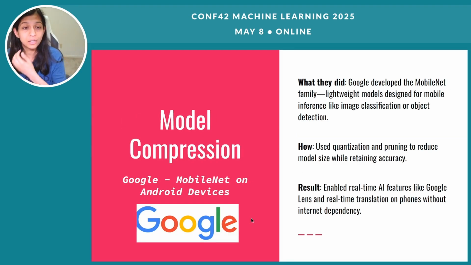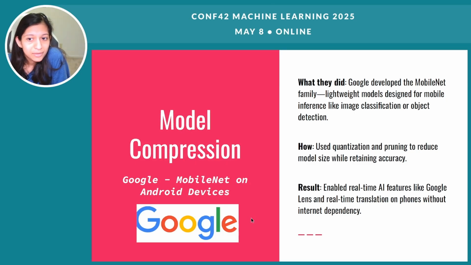The last, oh no, model compression, right? Google did model compression for MobileNet on their Android devices. The MobileNet family is targeted at lightweight mobile inferencing scenarios, so you can do image classification or object detection with the compute power you have on a mobile device. How did they do it? They used quantization as well as pruning techniques, which we talked about, to reduce the model size while retaining the accuracy needed to detect images or objects.